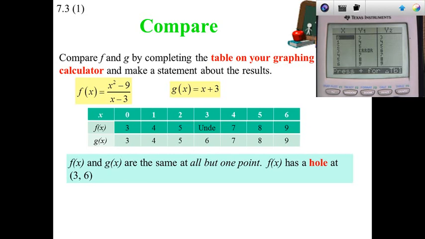The hole is actually at 3, 6. You can find that by plugging in 3 into this equation, and that's where the hole would be. That brings us to the end of 7.3 notes.